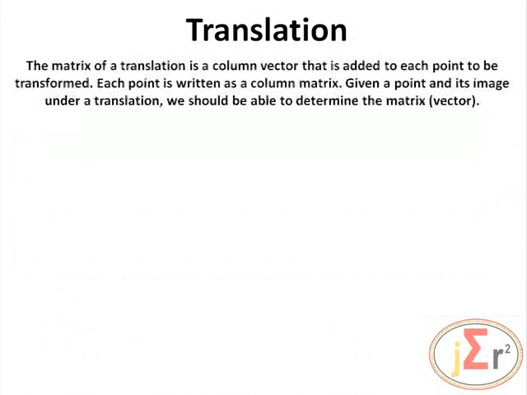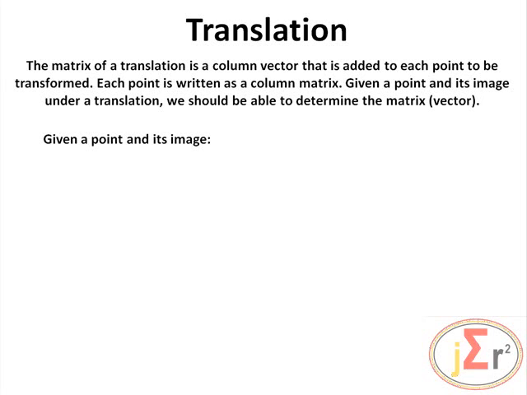Now, our first matrix of transformation that we are going to be looking at is the one that has to do with translation. The matrix of a translation is a column vector that is added to each point to be transformed. Each point is written as a column matrix. Given a point and its image under a translation, we should be able to determine the matrix or the vector of translation.